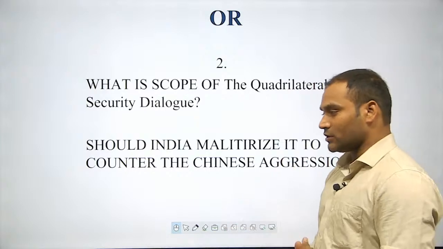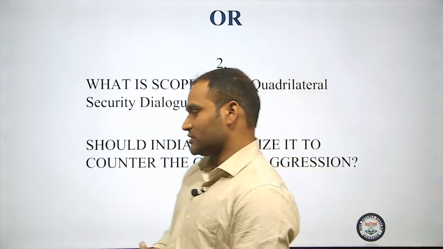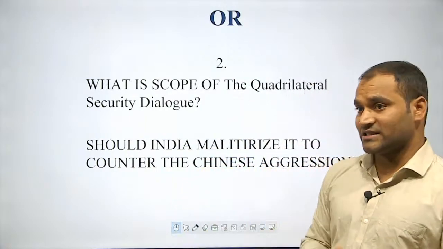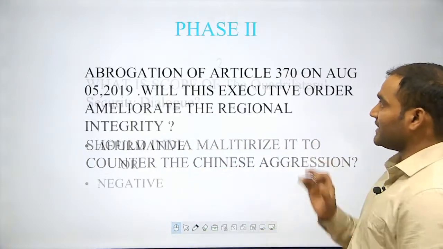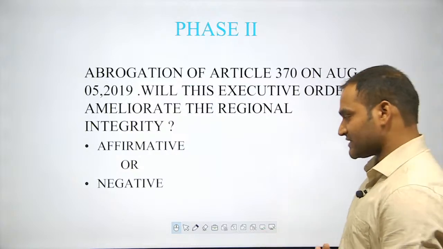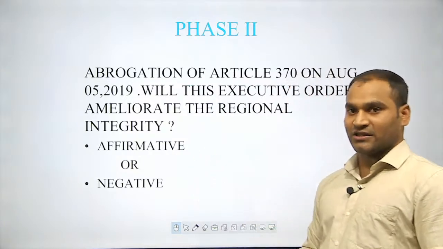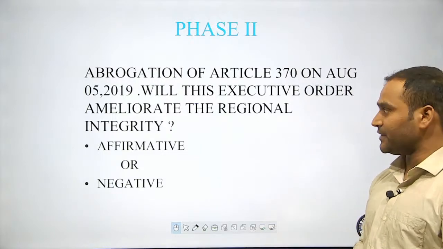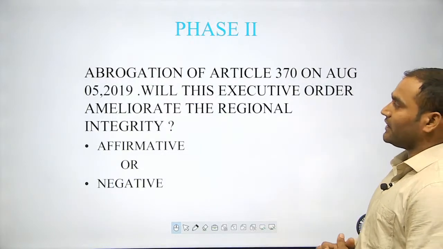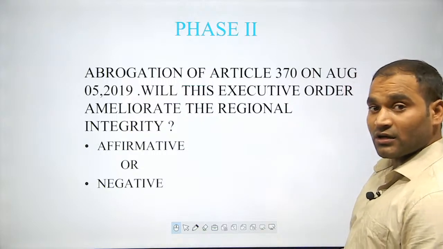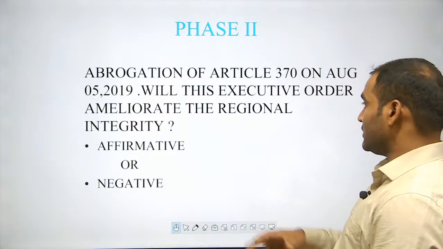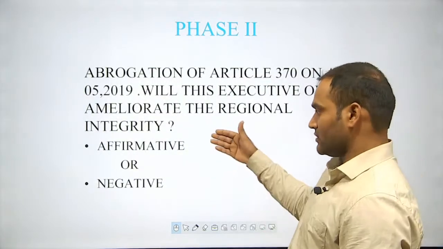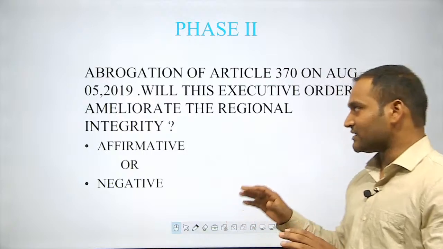Once you convince the group, the GTO will permit you to discuss further for 15 to 20 minutes. Once the discussion is completed, the second phase starts. Only one topic is given there, and you have to discuss it. The second topic will be a little easier, so each and every one of you can participate. For example: the abrogation of Article 370 on August 5, 2019, will this executive order ameliorate regional integrity? You have to speak yes or no. So that is the second topic.